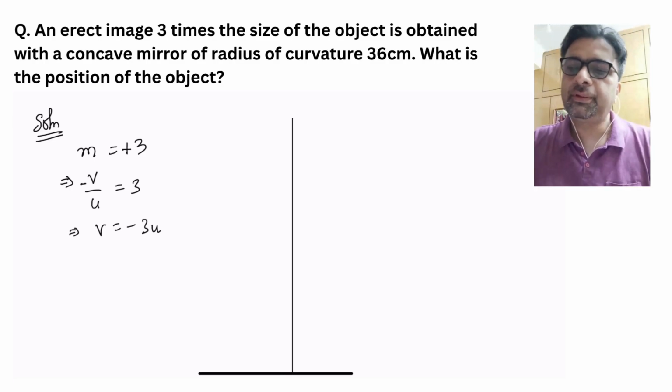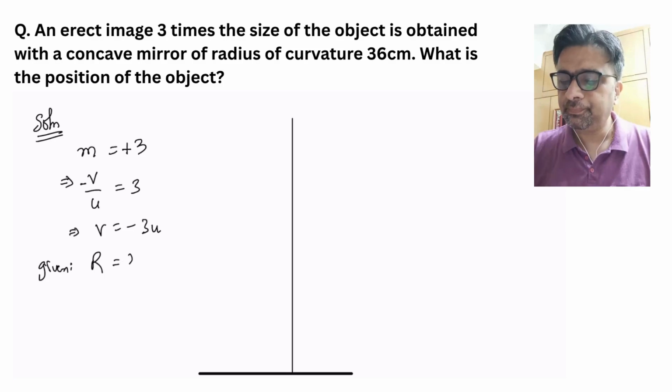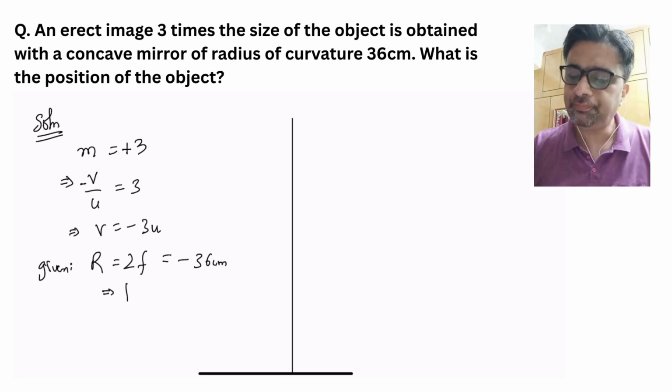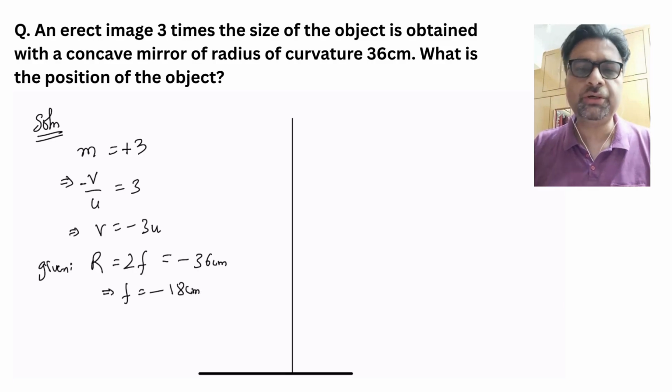Let's read on. And it says the radius of curvature of this mirror is 36 centimeters, a concave mirror, mind you. So given the radius of curvature, which happens to be 2f, is equal to minus 36 centimeter, minus because this is a concave mirror, and that gets us f is equal to minus 18 centimeter. So now we know the focal length.